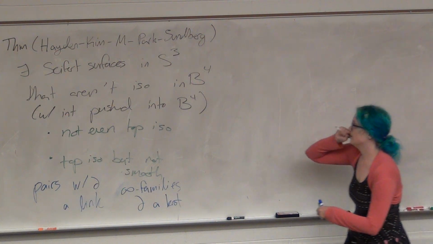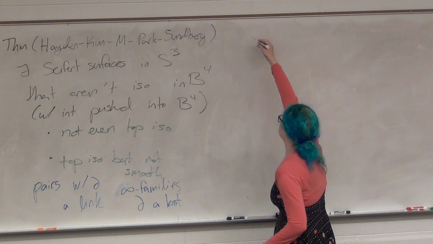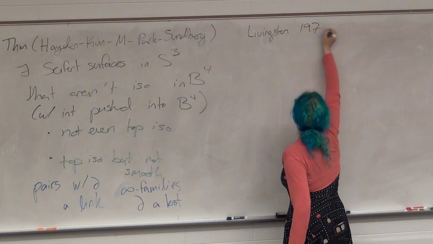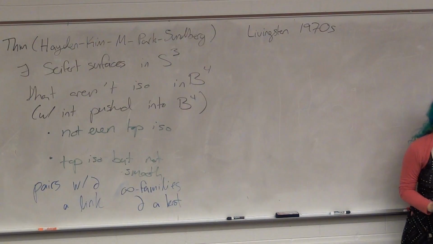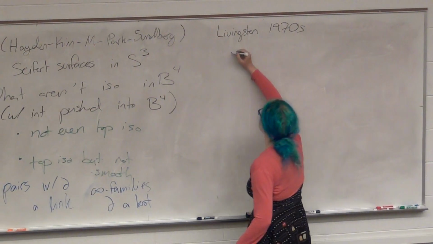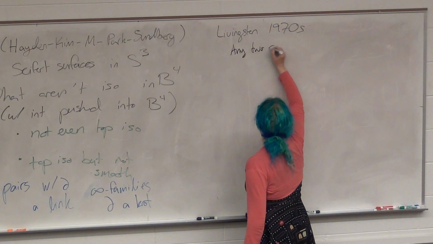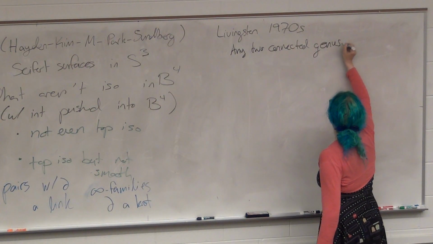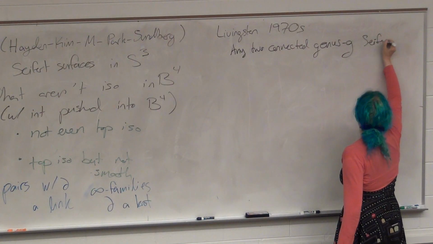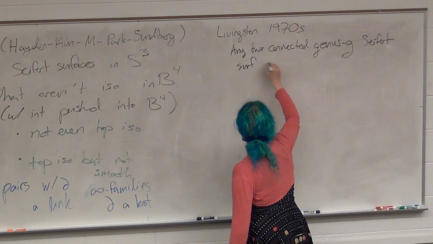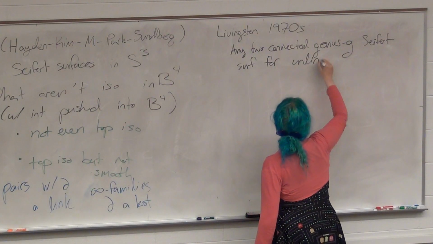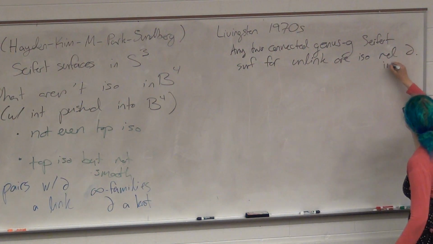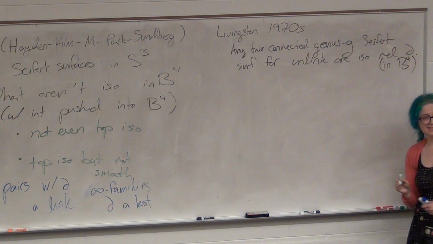The point here, and we talk about this in the paper, was observed by Livingston in the 70s. He wrote this really cool paper where he proved that any two connected genus g surfaces, Seifert surfaces for the unlink specifically, are isotopic rel boundary in B4. And the "in B4" is really important.